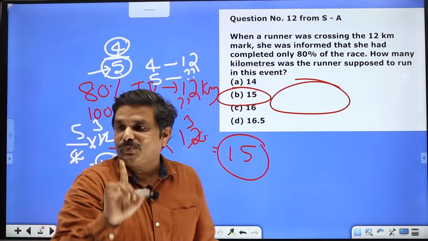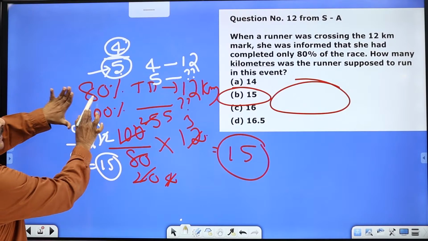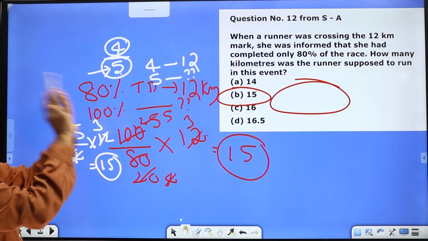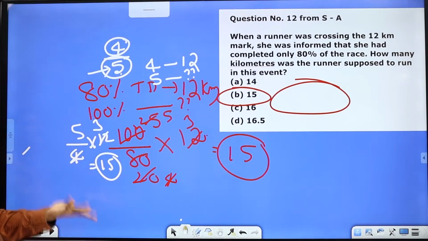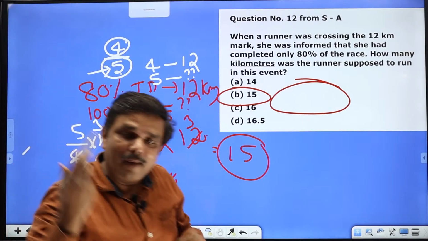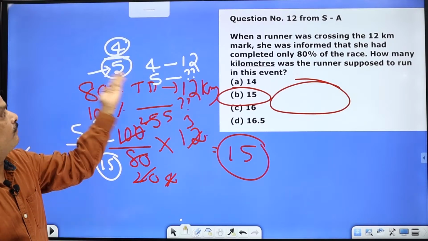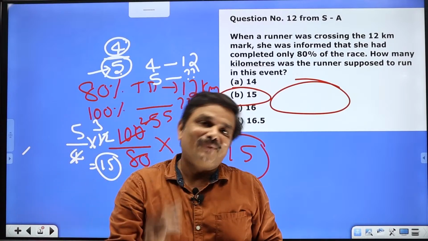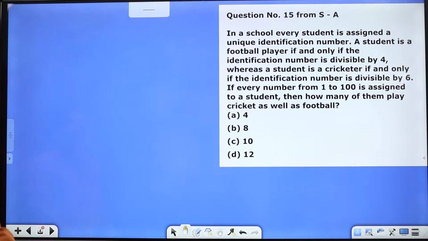Have you understood this one? Got the clarity, right? So this is the basic method. 80% is equal to 12 kilometers, 100% is how much? If you want, instead of percentages, you can go with fractions also. 80% is nothing but 4 by 5. What do you mean by 4 by 5 here? 4 by 5 means 4 parts are completed out of 5 parts. Then 4 parts is equal to 12, 5 parts is how much? My answer is 15 kilometers. Got the clarity? Right. Go for the next question very quickly.